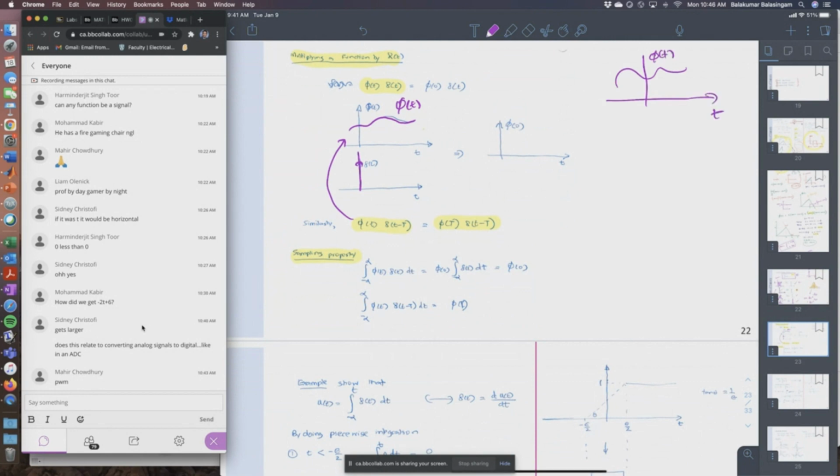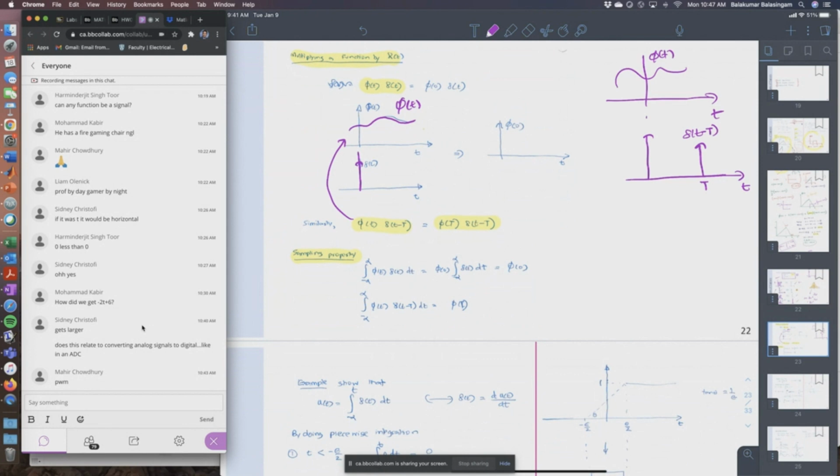But when you multiply it by delta t minus t, if I have to draw delta t minus t, this is how I would draw it. This is t. So delta t minus t is that function right there, delta t minus t with an arrow at t.